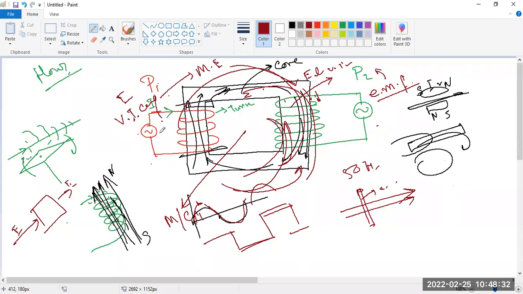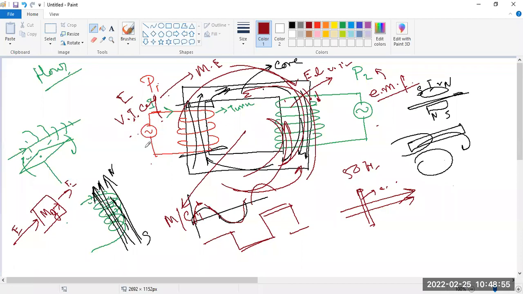But you may say, no sir, it is electrical energy to electrical energy, so why is it a machine? But in the meantime it is converted into magnetic energy, and again it is converted into electrical energy. That's why it is called a machine. And you can understand how the transformer is working.